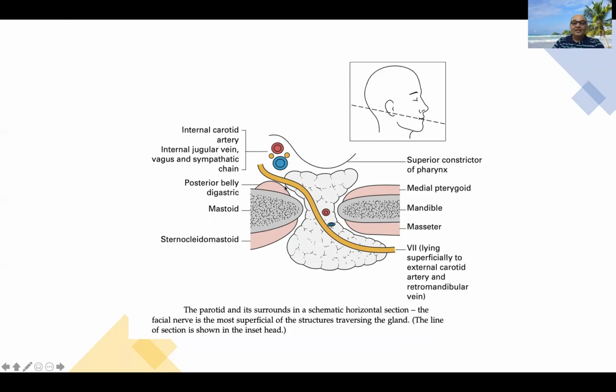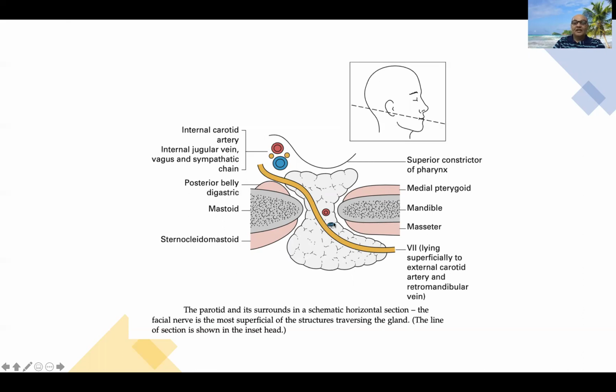And posteriorly, this was the anterior medial border, and this is the posterior medial border. There you can see the posterior belly of the digastric on the inner aspect, and this is the mastoid bone. On the outer surface of this mastoid bone, you're looking at the sternocleidomastoid muscle. As I was saying before, this section is taken at this level. Now this wavy structure which runs all the way through is the facial nerve.